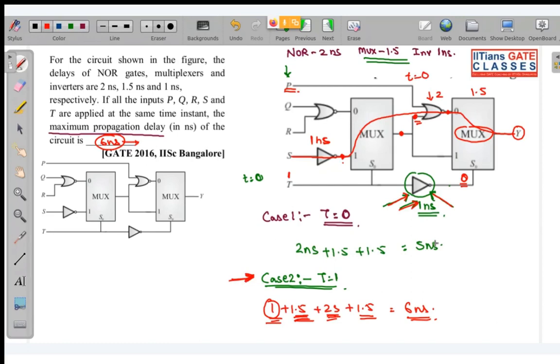Is this clear? Chandana and Shubham, tell me if this is clear to you guys or not.